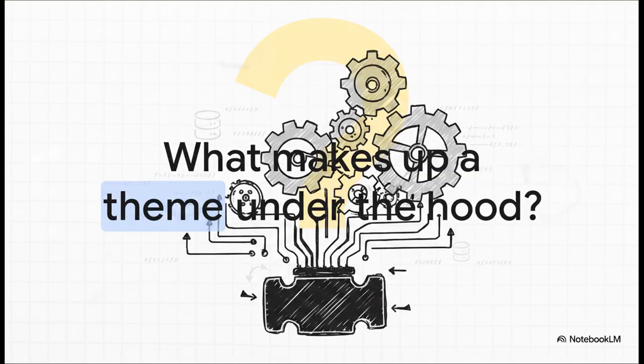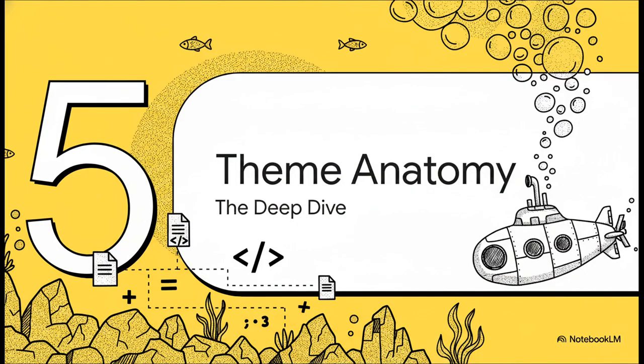So if a theme has this much power over your speed, your structure, and your SEO, what is actually making up this theme under the hood? Like, what are the gears turning in the dark down there? That brings us to our final section, inside a theme's anatomy, the deep dive. We are taking our submarine all the way down to the ocean floor for this one. We're going to dissect the raw code and the structural hierarchy that forms a theme's actual anatomy.